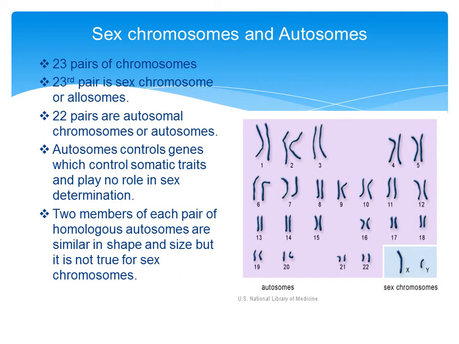Now in this slide we will see quickly the difference between a sex chromosome and autosomes. In this diagram we can see a human karyotype. We can see 22 pairs of autosomes, and the 23rd pair is the sex chromosome or allosomes. Autosomes are the genes which control all the somatic traits, and they don't play any role in sex determination.